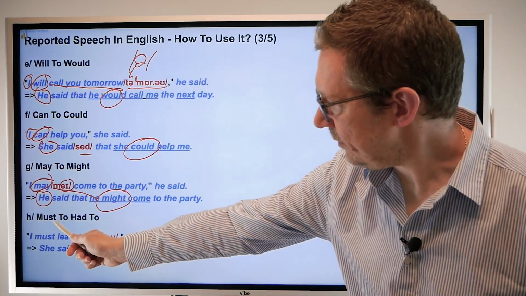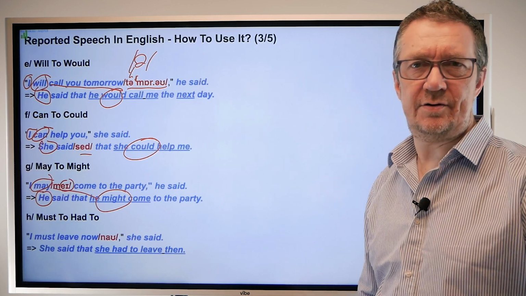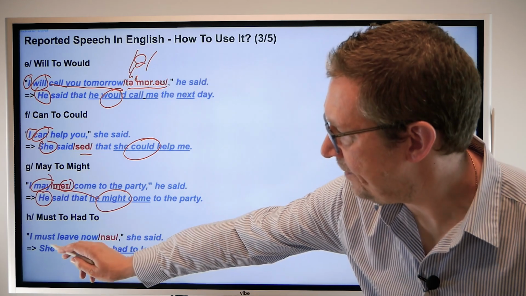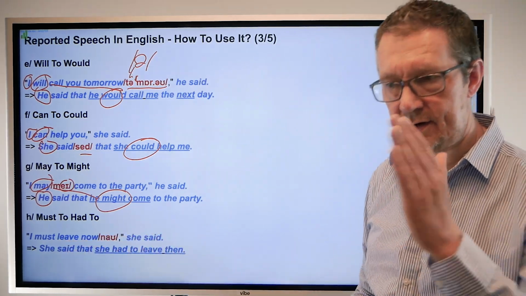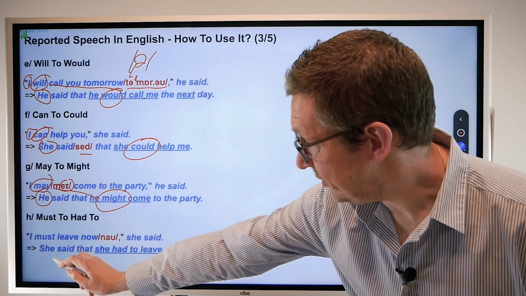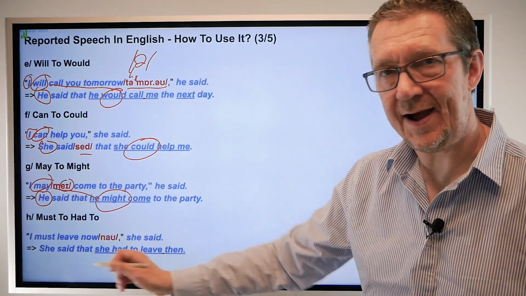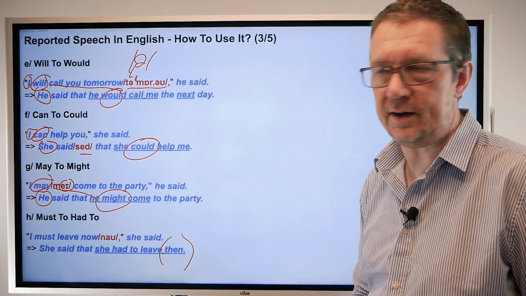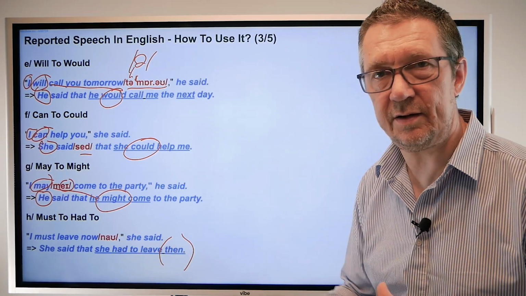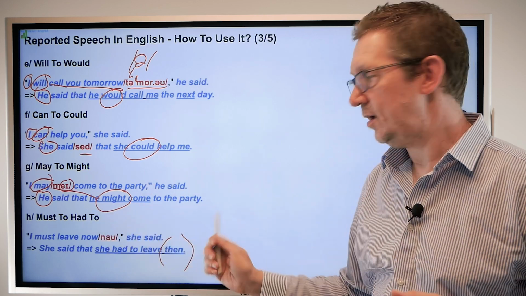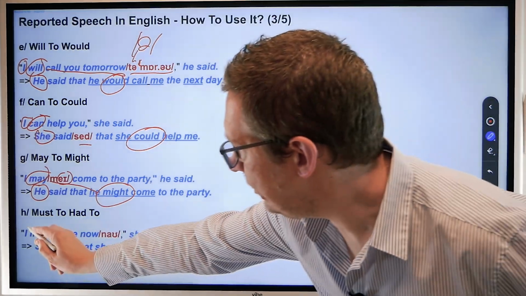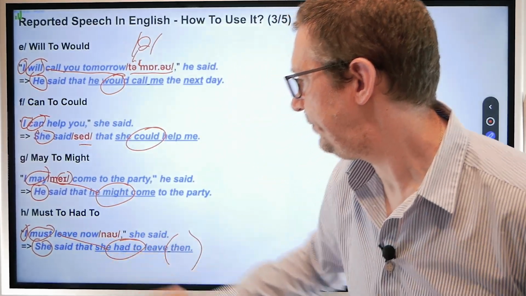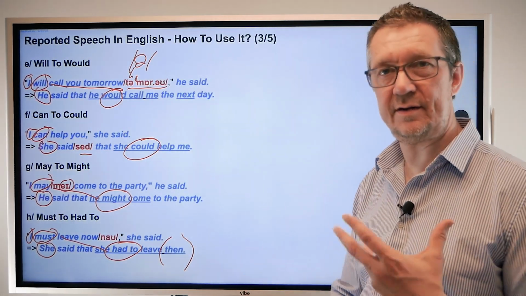Okay, excellent. So must to had to. You know how you use must and had to, but let's have a look at how it works in reported speech. So I must leave now, she said. To report that, she said she had to leave then. She said she had to leave then. We can actually have this as a possibility. She said she had to leave. We can sometimes miss out the then, but if you're looking at it in the long term, then you add then, not now. So again, I becomes she and must becomes had to. Can you see how it works now? It's building, you can understand how we do it.